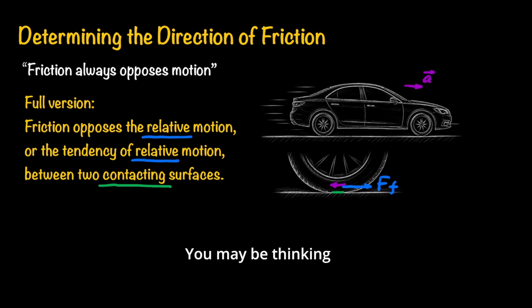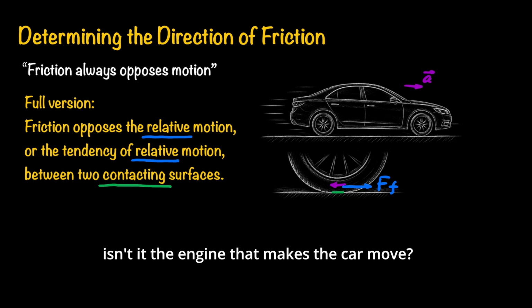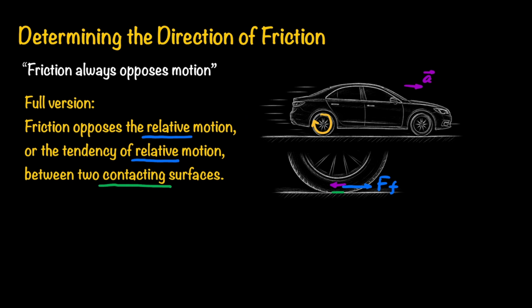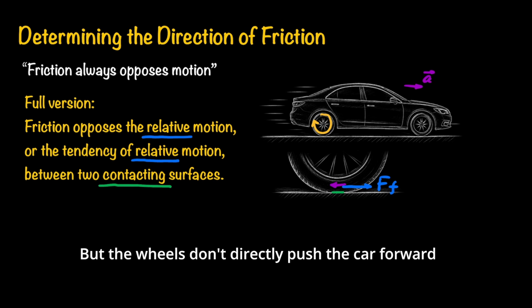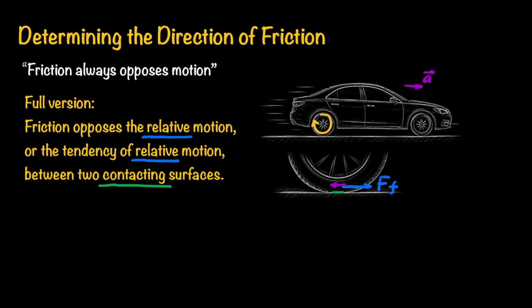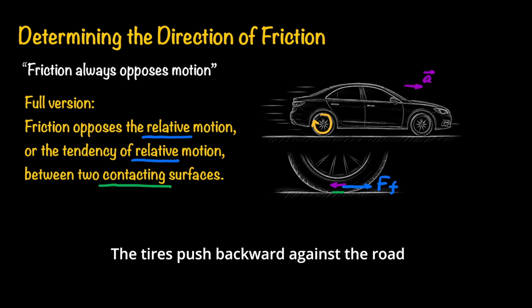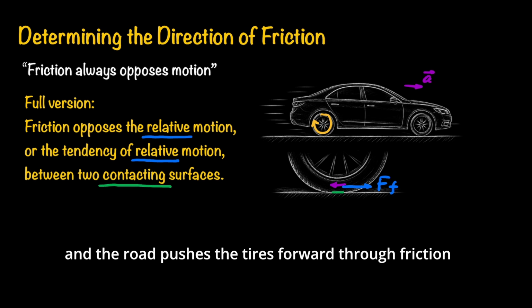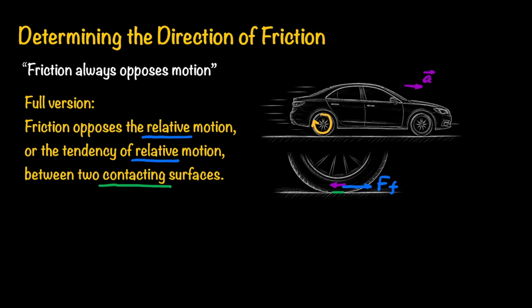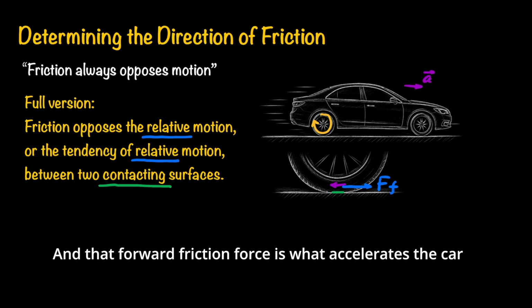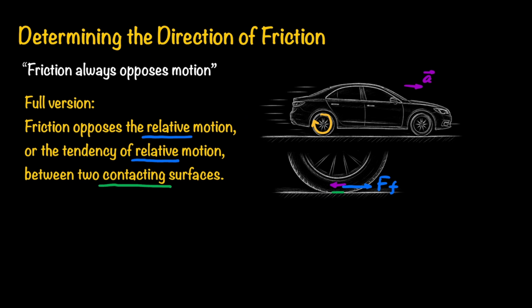You may be thinking, isn't it the engine that makes the car move? Well, the engine provides the power that makes the wheels turn, but the wheels don't directly push the car forward. The tires push backward against the road, and the road pushes the tires forward through friction. And that forward friction force is what accelerates the car.